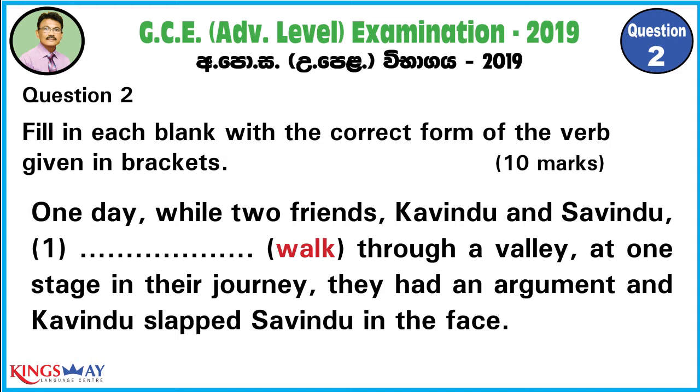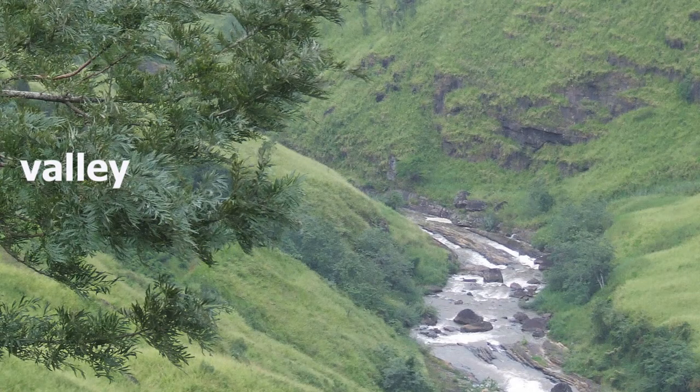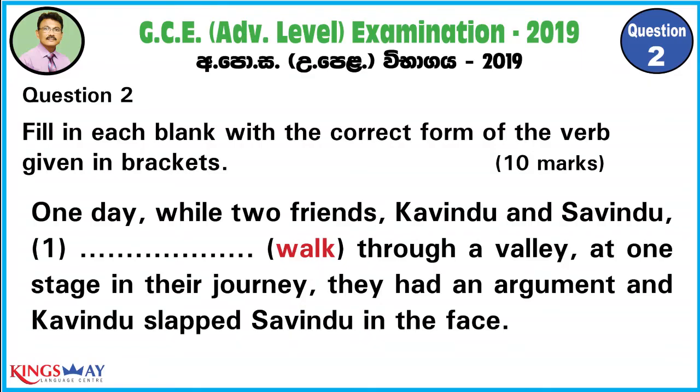I think you know the meaning of valley. A valley is a low area between 2 hills. Usually a river flows through the valley, right? At one stage, they were doing something at that time. So the correct verb form should be past continuous because this happened in the past. While is also there, so there must be 2 things happening at the same time. We use while. Then it was happening.